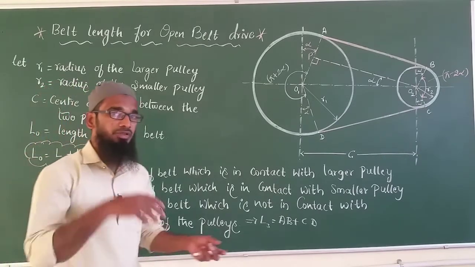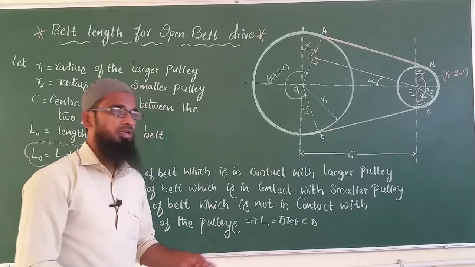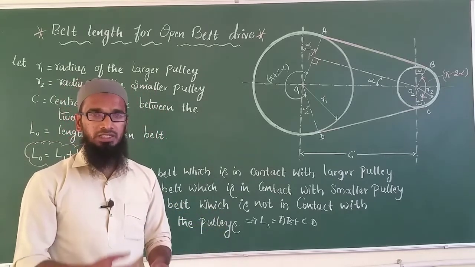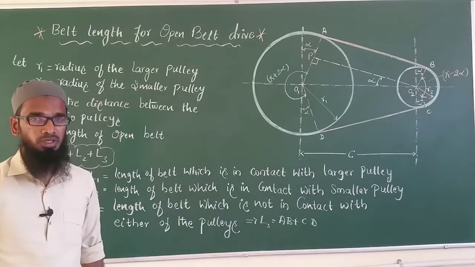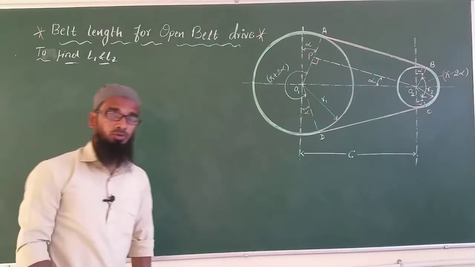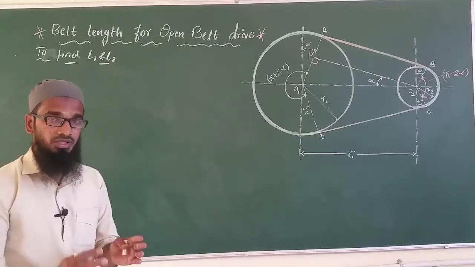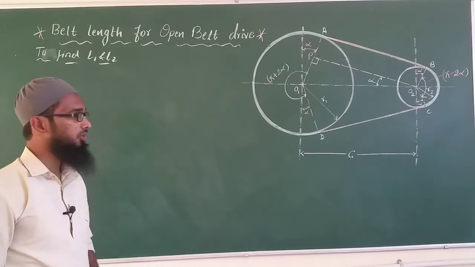Now after that, if I just add all these three, I can get the exact equation for the open belt drive condition, that is, the length of the open belt drive here. Now we will find what L1 and L2 are. It's a very simple thing here.